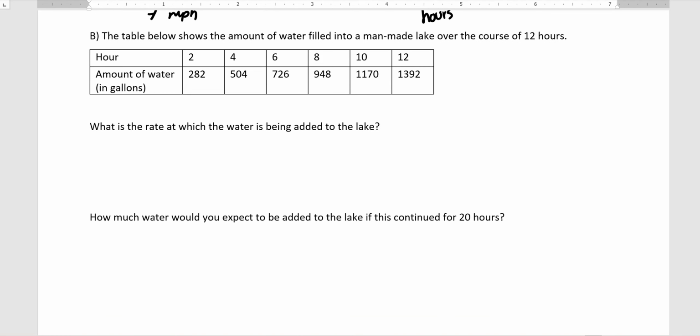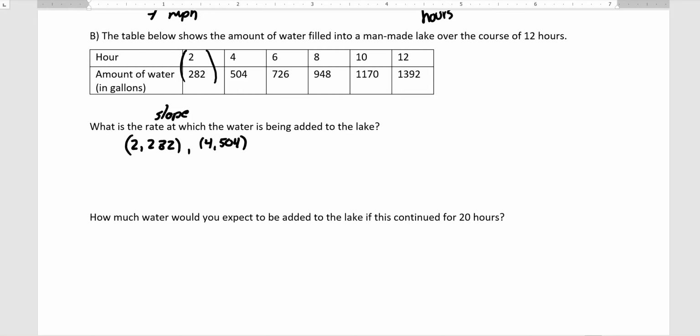The table below shows the amount of water filled into a man-made lake over the course of 12 hours. Okay, what's the rate at which the water is being added to the lake? All right, rate would just be another word for slope, of course. So let's use a couple of these points to figure it out. So we got 2, 282, and we have 4, 504.